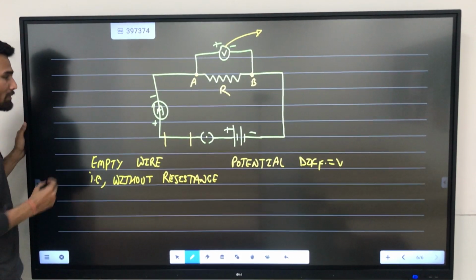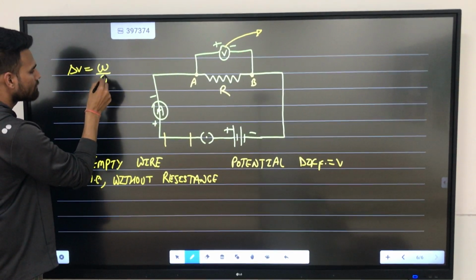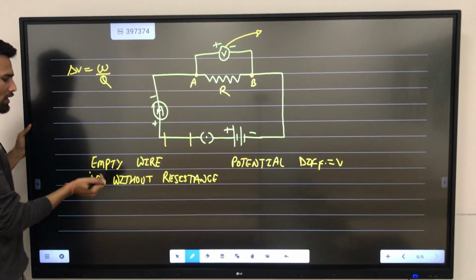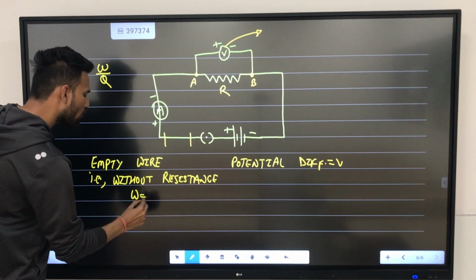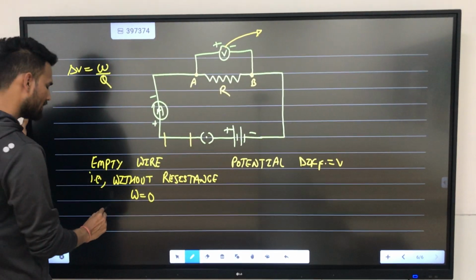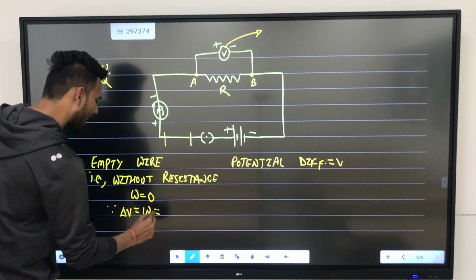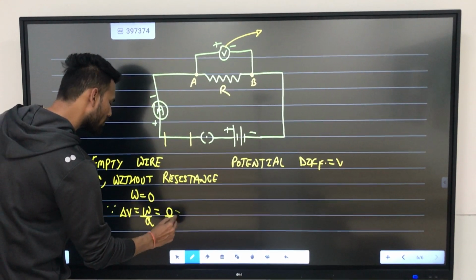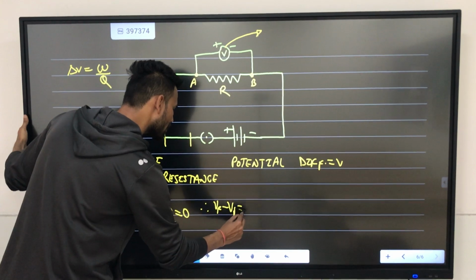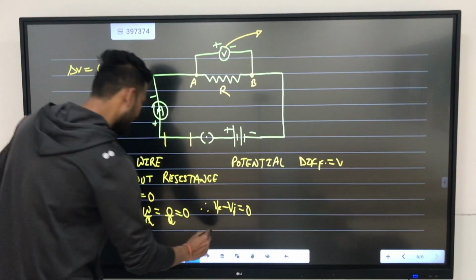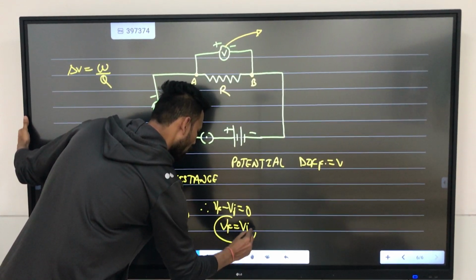what does it mean? We have read that delta V is equal to W by Q. And as we know, in an empty wire, that is, without resistance, there would be no work done, that is, work done is equal to 0. Since delta V is equal to W by Q and W is 0, 0 by Q is again 0. Therefore, V final minus V initial is equal to 0. What does it mean? It means that V final is equal to V initial.